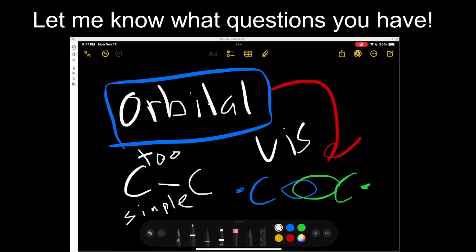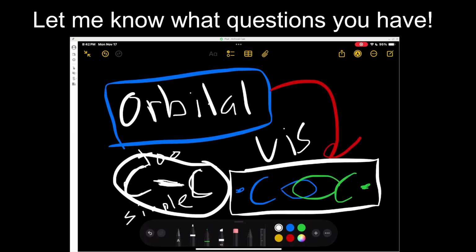Over time, we're trying to have you move forward from simply representing molecules with line structures to having more enjoyment of chemistry, where we actually need you to see the orbitals.